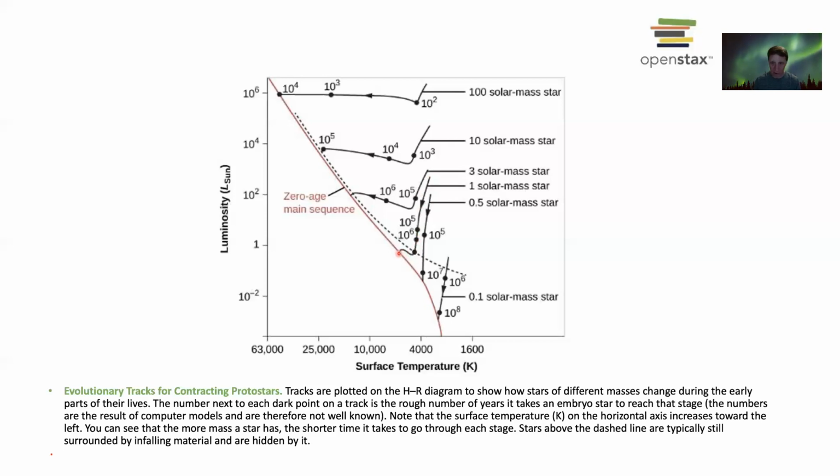And then even smaller stars are going to take an even longer time to get onto the main sequence, to get hot enough to start hydrogen fusion. And so that is the process. That's how they track on the HR diagram.